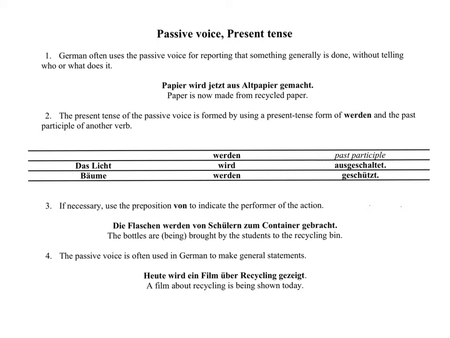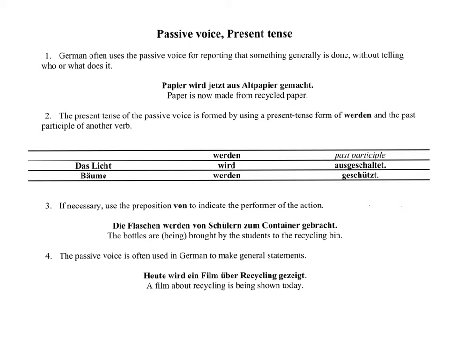So the passive voice is something that your English teachers, for example, might have said in the past that you should avoid using. Well, in Germany, it's a tense that they use quite a lot. They use it to report that something is being done without the focus being on who or what is doing it. For example, we have the sentence here, Papier wird jetzt aus Altpapier gemacht. Paper is now made from recycled paper. The focus is not on who is making this paper. It is just on that it is happening.